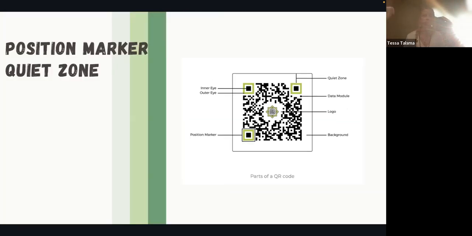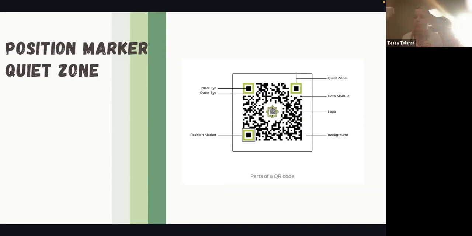Something else that I want to talk about are the position markers and the quiet zones of a QR code. The position markers, there's 3 of them. They kind of are in each corner. That helps position whenever it's scanning. That way it scans it correctly and doesn't misscan. They help kind of guide the scanning.